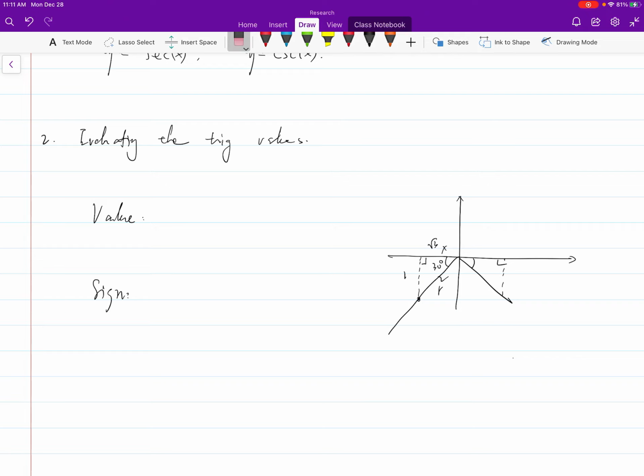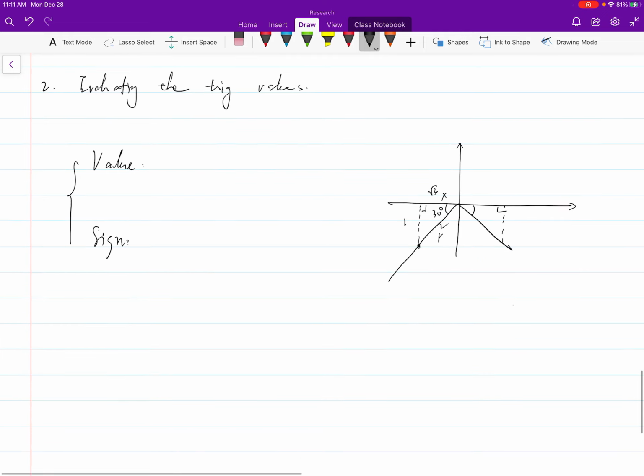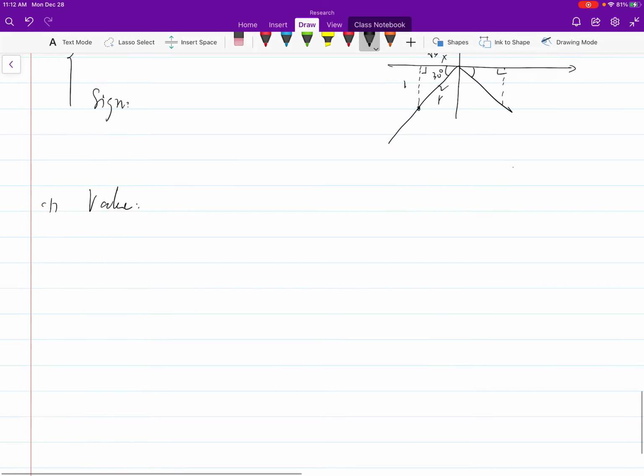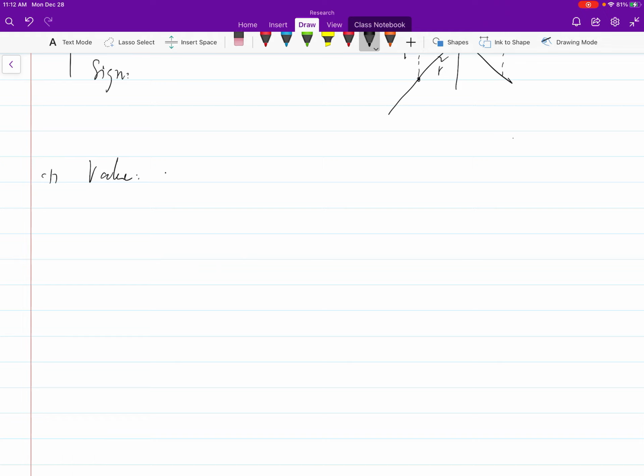Sounds good? Okay, so with that idea in mind, let's do them one by one. The first one is how to find the value. That means even though you don't have a right triangle, can you find a right triangle for the values? The answer is yes. How do you do that? Through something called a reference angle.